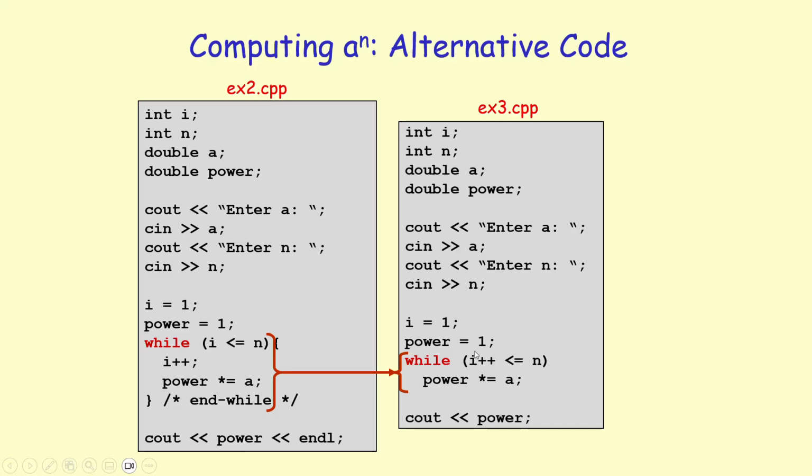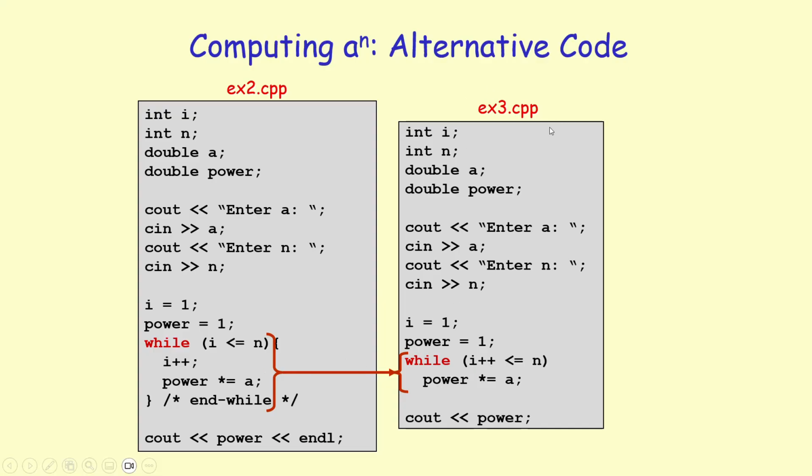It's using the current value of I, comparing it with n to make the decision whether we should go into the while loop or not. And then increments I by 1. So it's I plus plus. That's why this is a post increment. That's why we'll be doing the comparison using the current value of I and then increment I by 1. And it's exactly the same code.